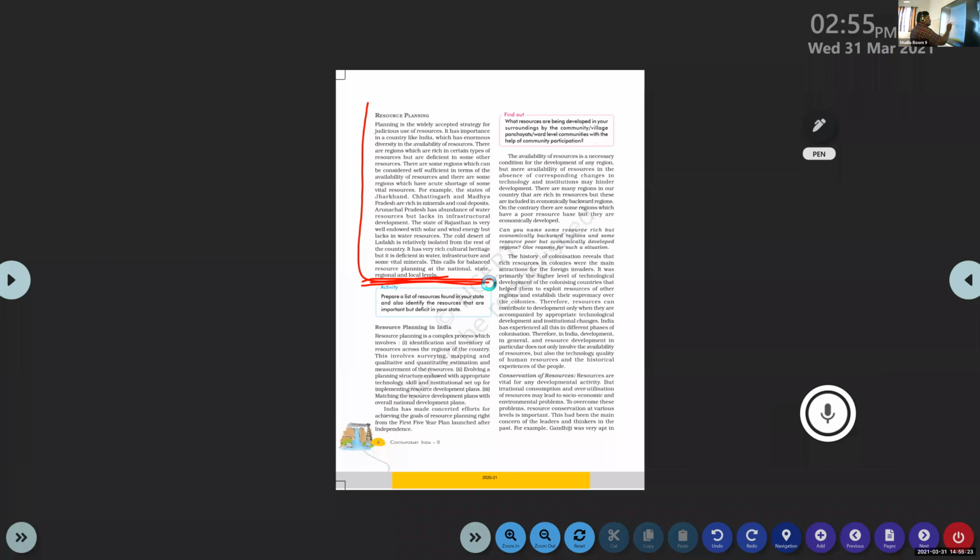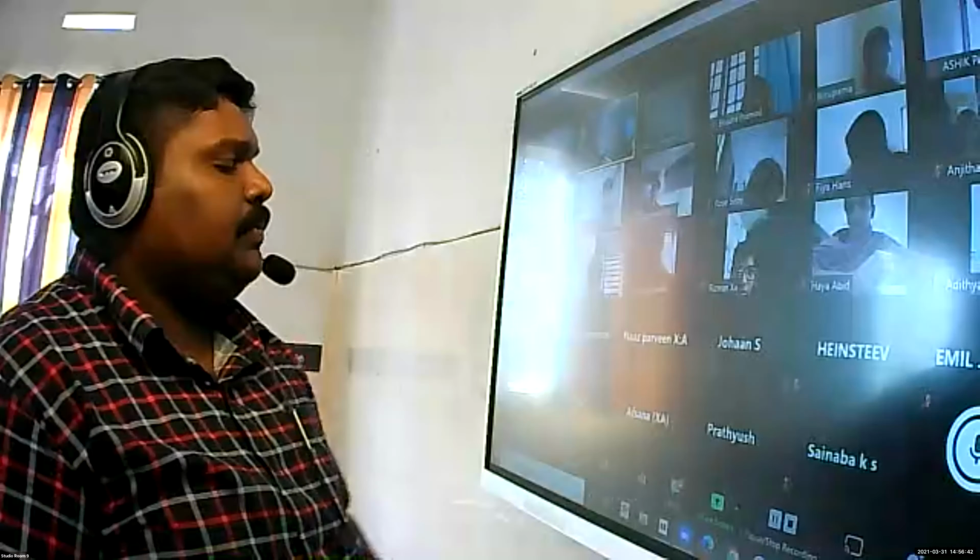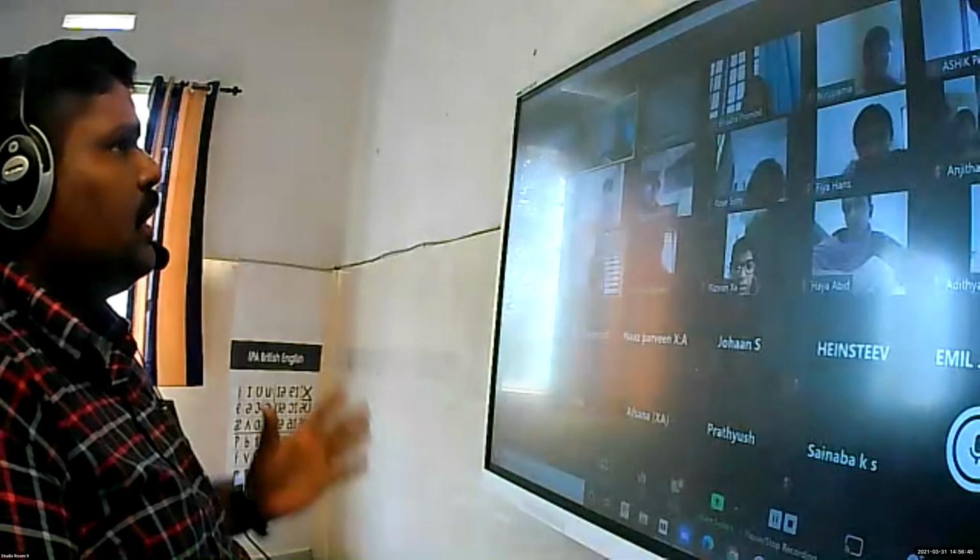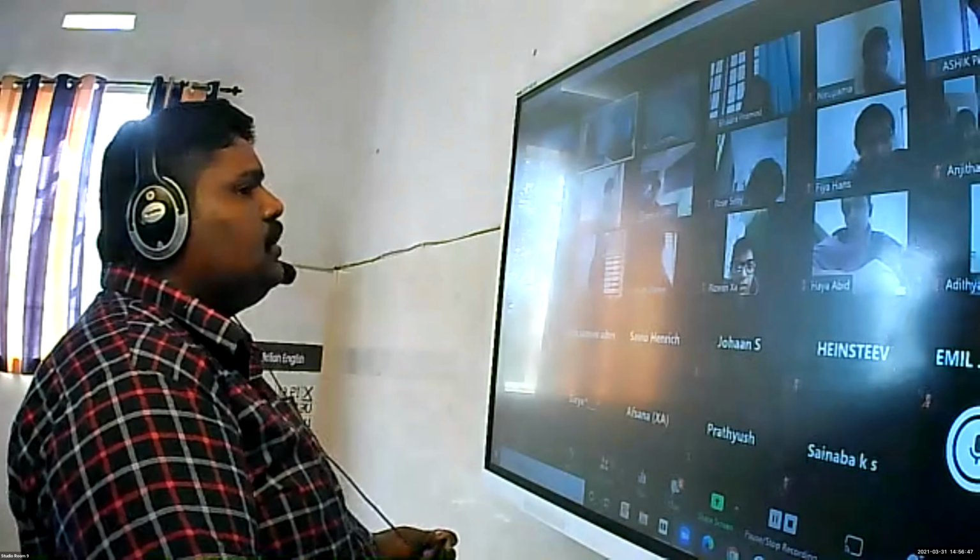Okay, so it's almost time to wind up. So just read this paragraph again. What is resource planning? Any doubt, you can ask. Okay. So read the textbook properly, and write the answers to the questions. I already told you that.